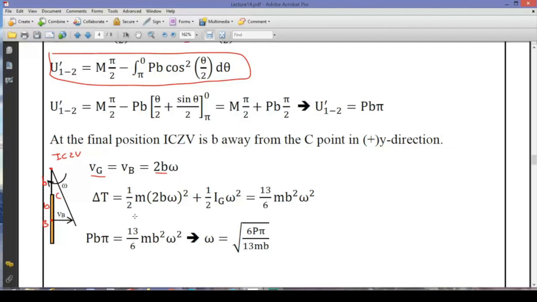And if we write out the kinetic energy equation, there's m v_G squared, and then we have I_G times omega squared, and for the thin rod, if you remember, it is 1 over 12 m L squared. L in this case is equal to 2b, the length of this coupler, and this is the resultant kinetic energy term. Relate this kinetic energy term to the work done by the non-conservative forces, and we are able to calculate the angular velocity of the coupler link.